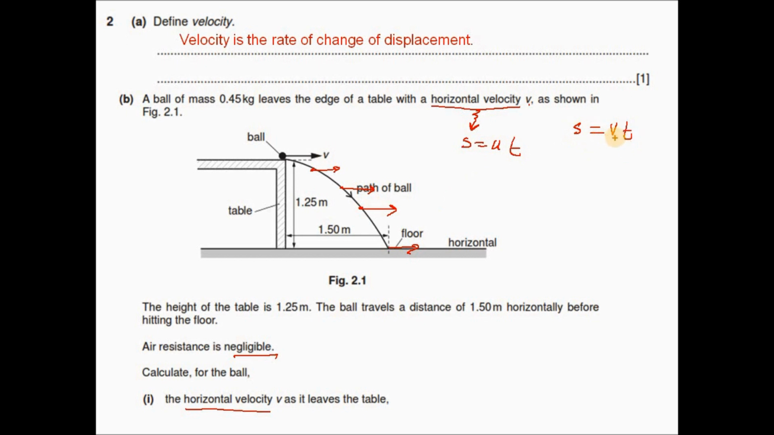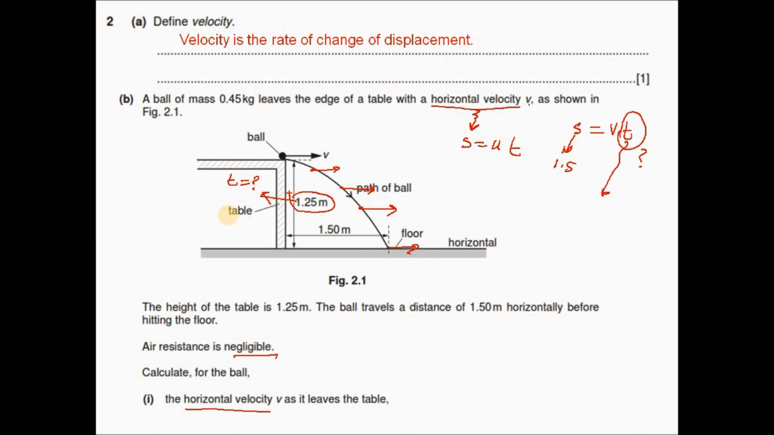We can find v because we have the horizontal distance, which is 1.5. We can figure out v, but the problem is we don't have t. So without t we cannot find v. That means we need to first figure out the value of t, the time taken by the ball to reach the ground. And for this purpose we are given the vertical height. So we use this vertical height to figure out time.